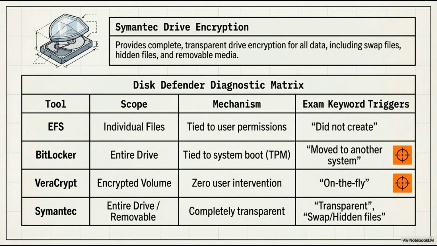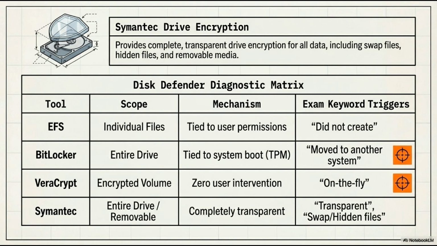Transparently. Okay, now let's look at the diagnostic matrix on the bottom half. I'm going to run through this comparison table, and I want you to summarize the mechanism and the exam keyword triggers for each tool. Sounds good. Let's do it. First up, EFS. EFS is tied to user permissions. The big trigger phrase is did not create, as in preventing a user from reading a file they did not create.